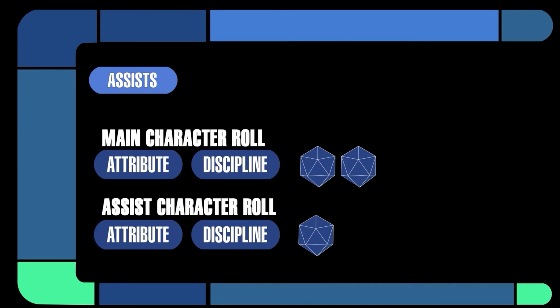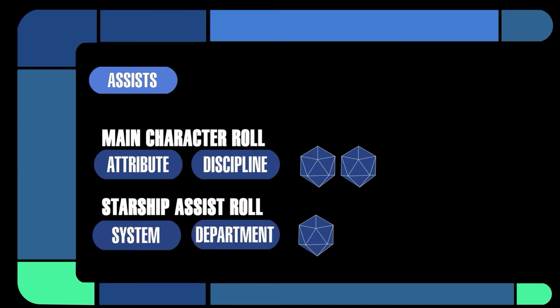Starships can also serve in an assist role. When a character performs an action aboard a ship that uses the ship in some way, the ship rolls 1d20 in support of the main role, using its systems and department stats to create the target number. Starships are also always assumed to have an applicable focus.